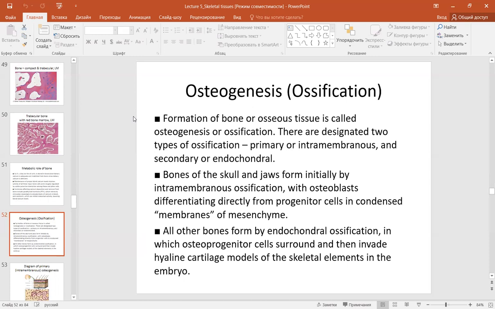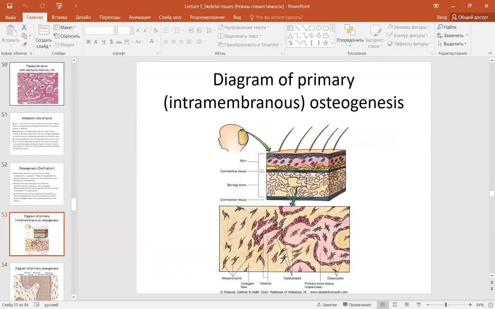Bones of the skull and jaws form initially by intramembranous ossification, with osteoblasts differentiating directly from progenitor cells in condensed membranes of mesenchyma. All other bones form from endochondral ossification, in which osteoprogenitor cells surround and then invade hyaline cartilage models of the skeletal elements in the embryo. This is the endochondral ossification. Diagram of primary or intramembranous ossification.